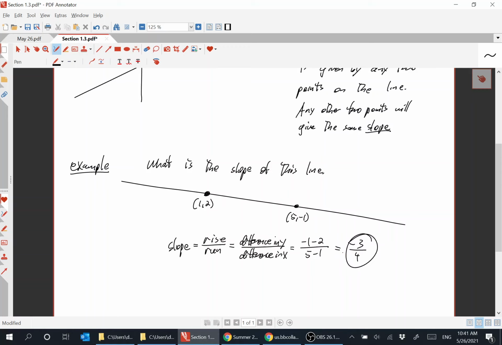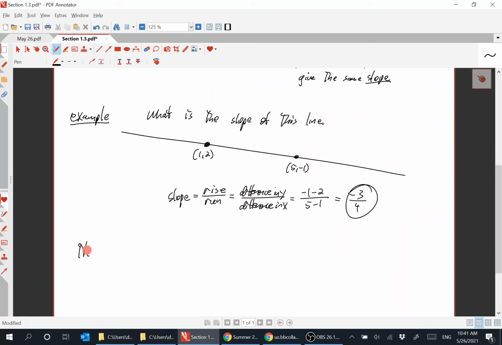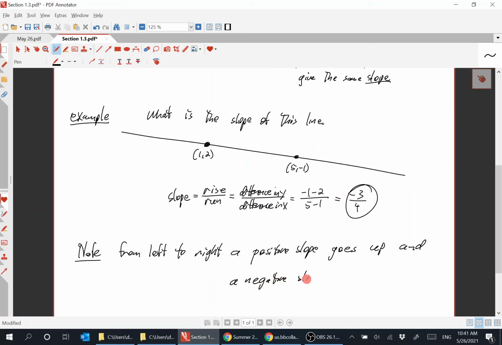So from left to right, if the line goes downhill, it's a negative slope. If it goes uphill, it's going to be a positive slope. A positive slope goes up, and a negative slope goes down from left to right. Alrighty.